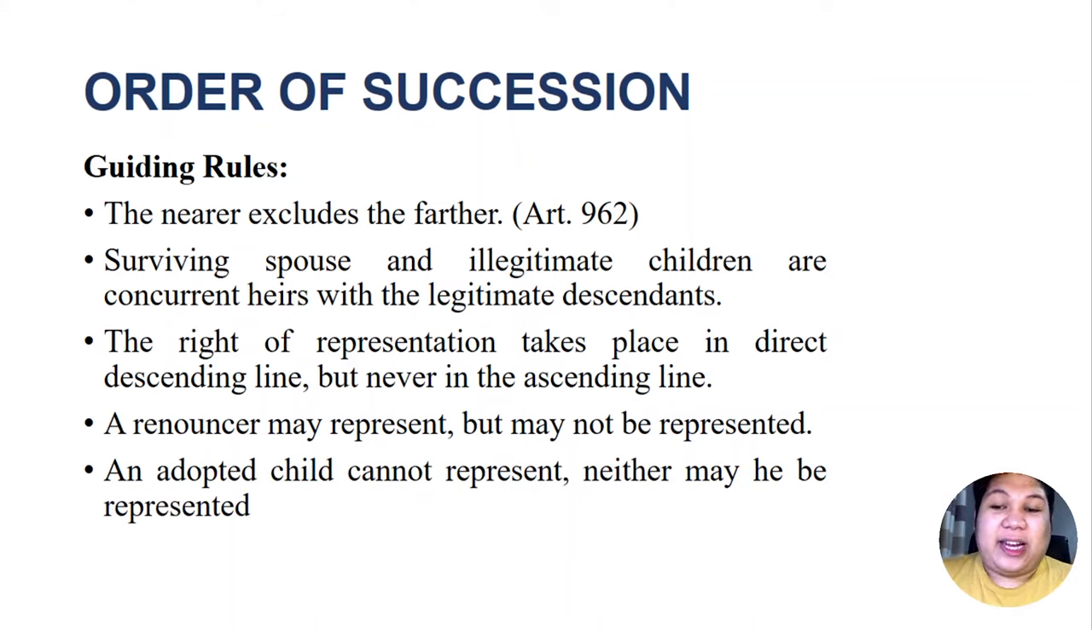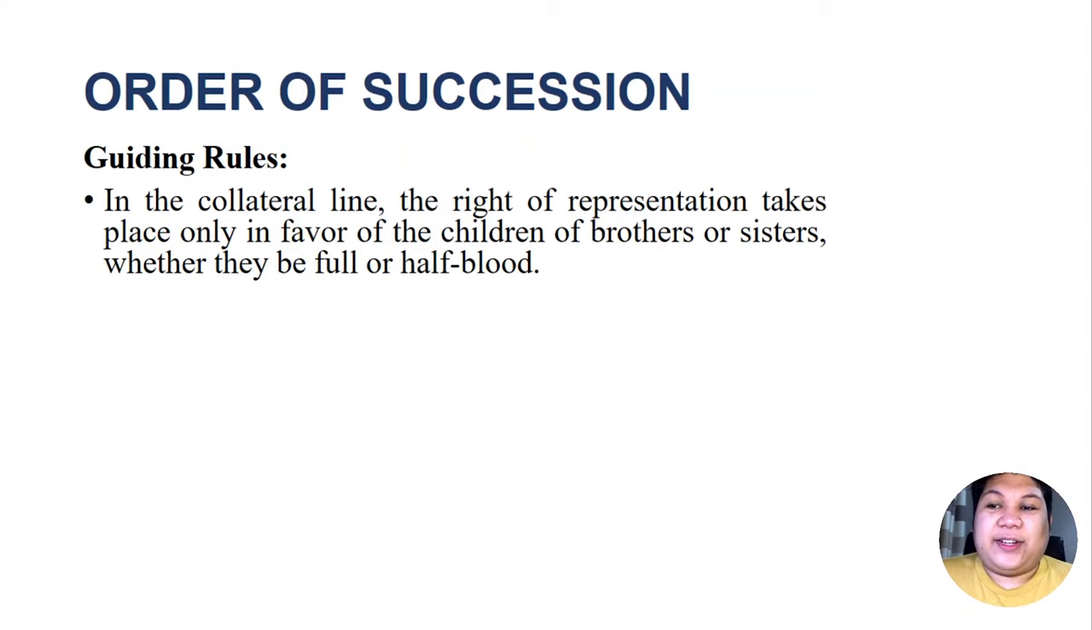Next, an adopted child cannot represent, neither may he be represented. Normally, because he is not blood related to the parent. Next, in the collateral line, the right of representation takes place only in favor of the children of brothers or sisters, whether they be full or half blood.